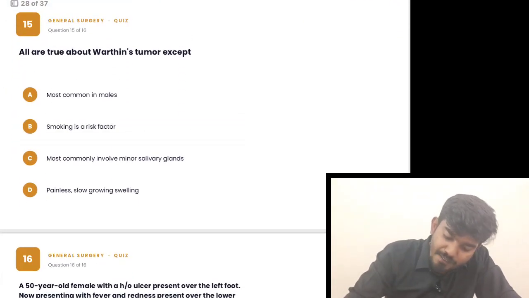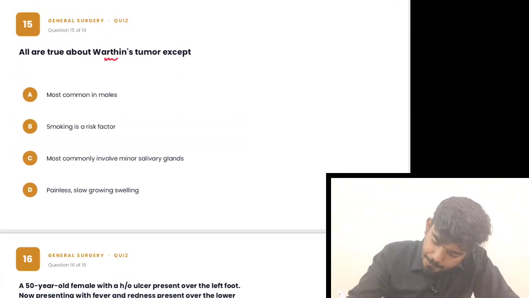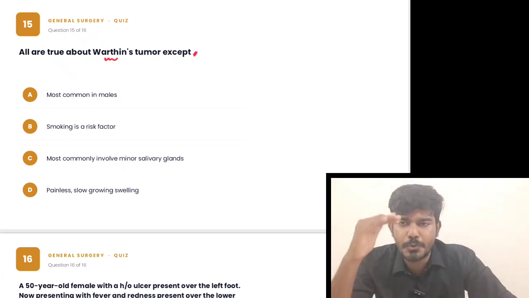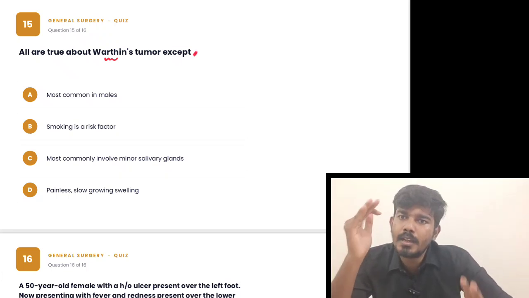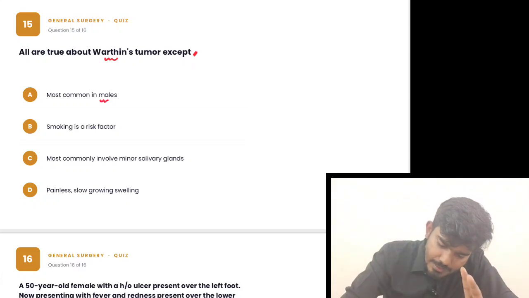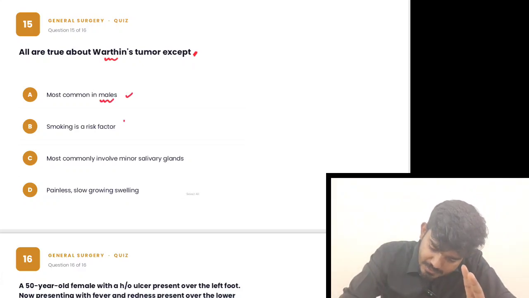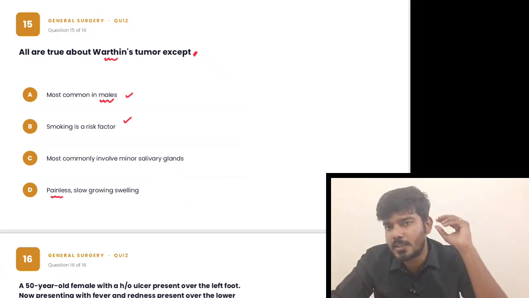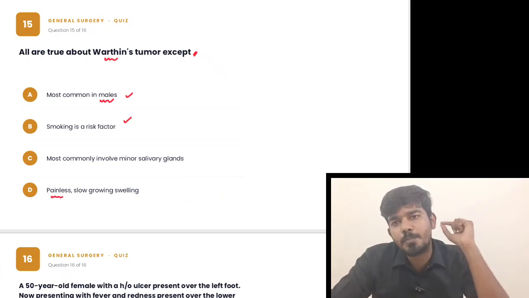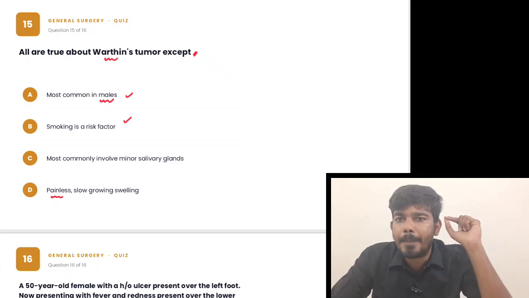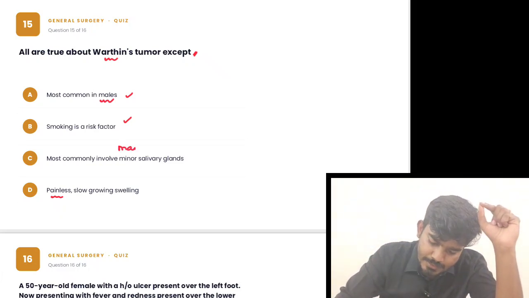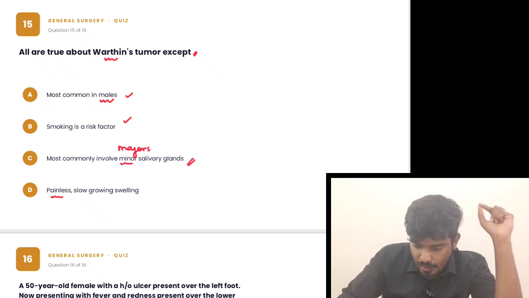All are true about Warthin's tumor except... Which of the following is true except: Warthin's tumor is more common in males. It is a correct point. Smoking is a risk factor. It is a painless swelling. Painless slow growing swelling. It is a more common swelling of the parotid gland. So it more commonly involves the major salivary glands. It does not involve the minor salivary glands. So that is the wrong answer.